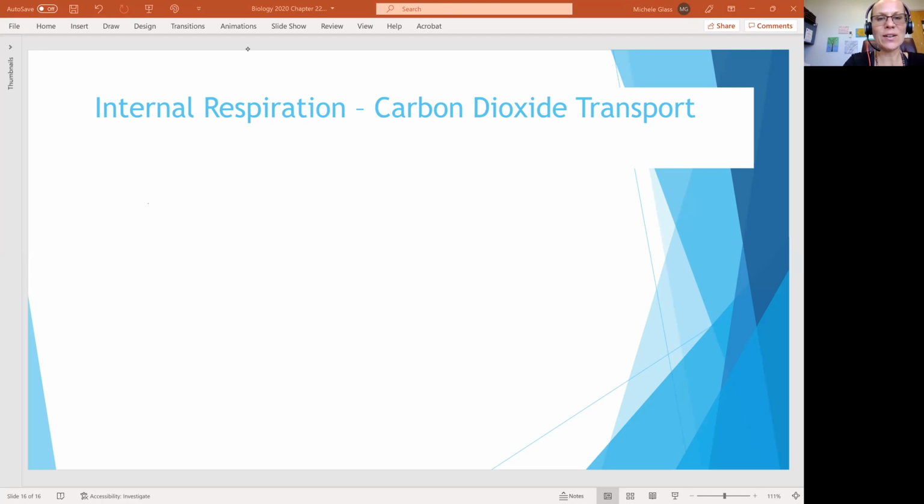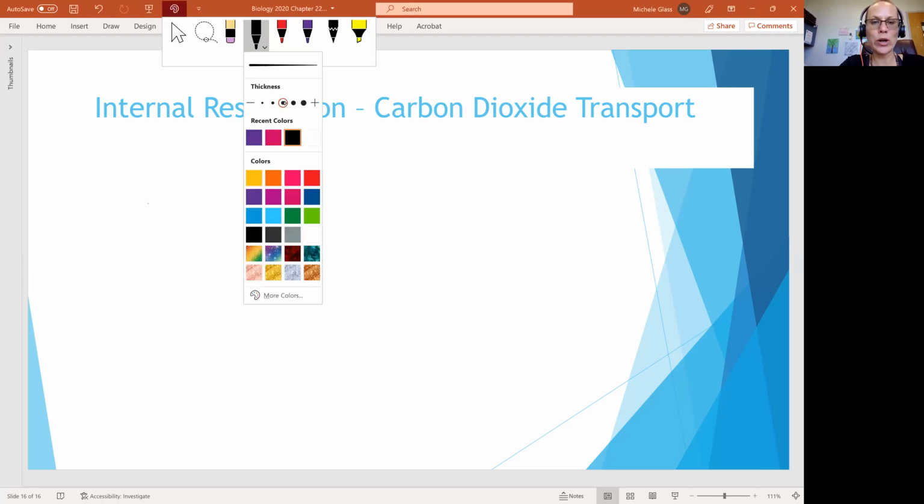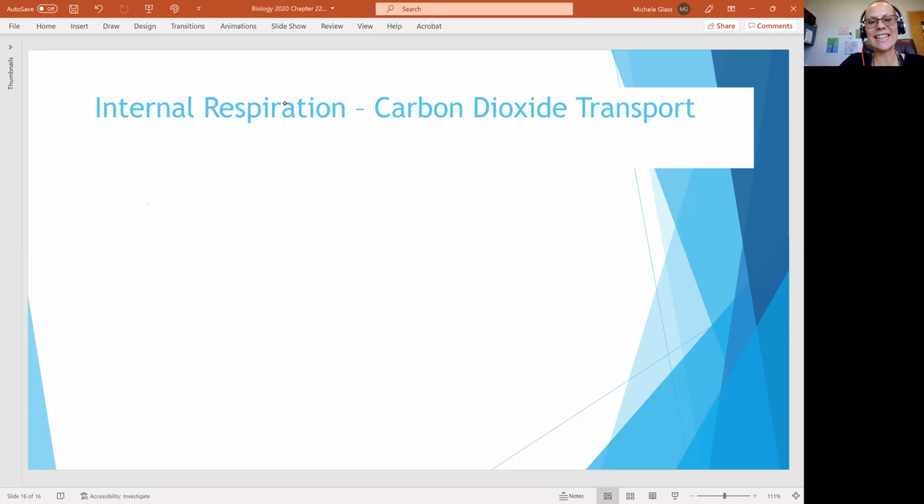Michele Glass here. We are finishing up our respiratory system, looking at the transportation of carbon dioxide gas. Of course, we're talking about internal respiration here, which is basically exchange of gas at the tissue level. So in the case of carbon dioxide gas, this is talking about exchanging the gas from the tissue to the blood and from the blood back to the alveolus.